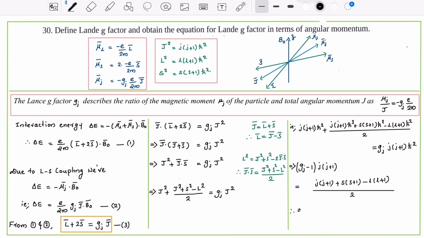Therefore, the Landé g factor g j is equal to 1 plus j into j plus 1 plus s into s plus 1 minus L into L plus 1 divided by 2j into j plus 1.